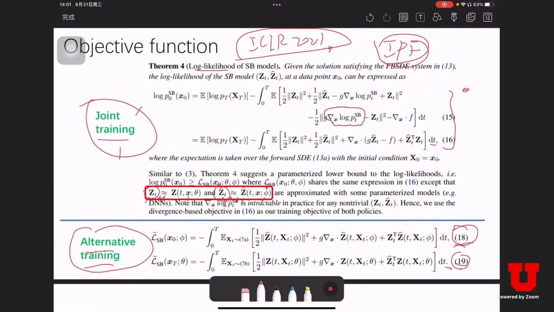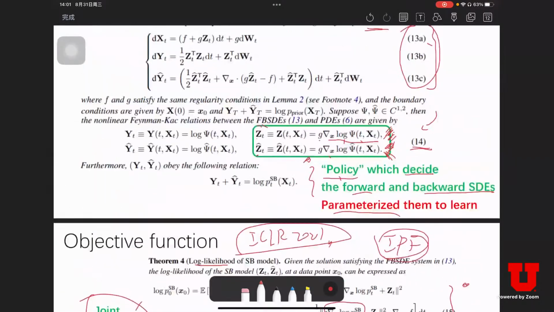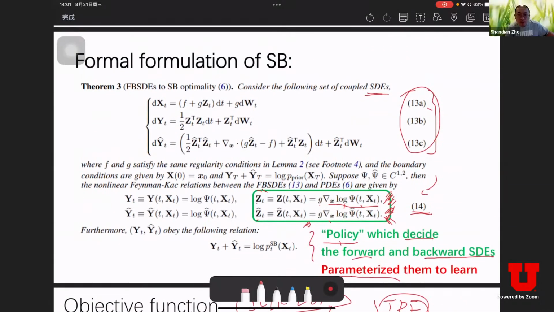Actually, based on this theory you see here, the log of your PT can be decomposed, I mean, into the sum of Y and Y hat. So if you have ZT and Z hat T, you can just construct the log PT of XT.